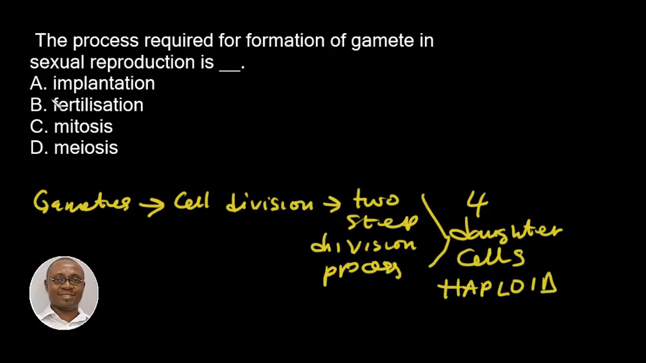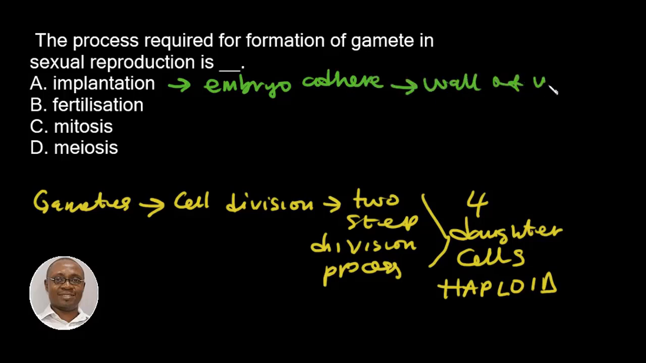So now let's go to the given options. Option A, implantation. In humans, implantation is the stage of pregnancy at which the embryo adheres to the wall of the uterus.